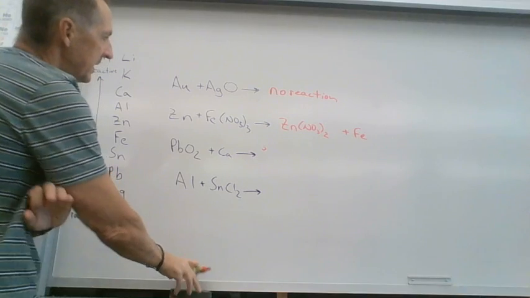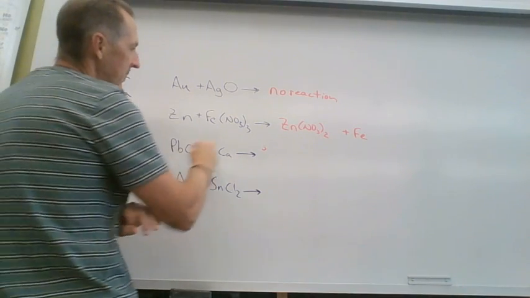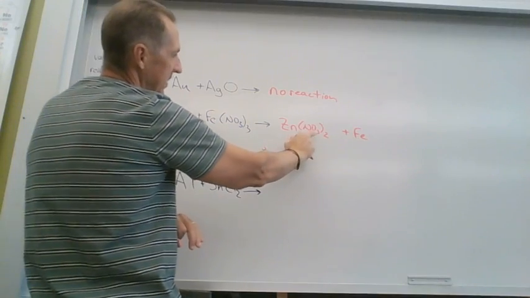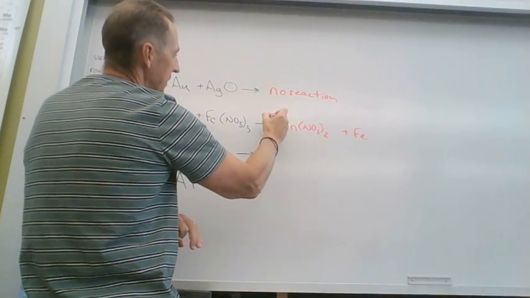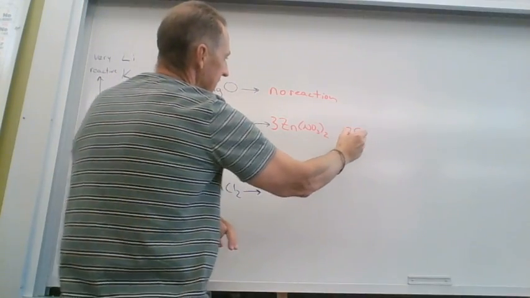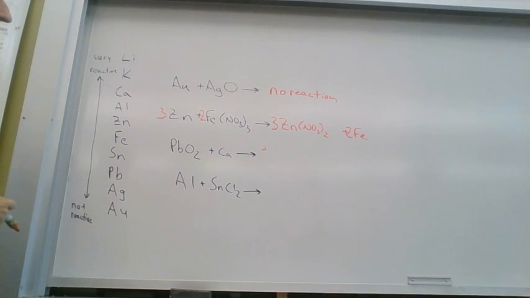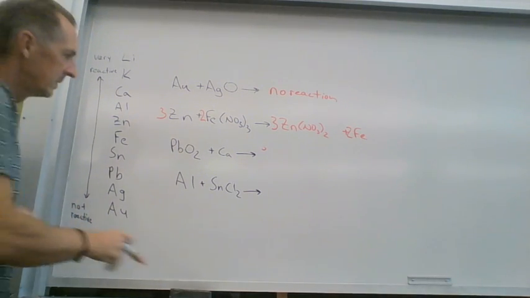And then you'd have to balance your chemical equation, right? And so we have 3 nitrates here and 2 here. So we could put a 3 here, a 2 here, a 2 here, and a 3 here. And that should balance our equation at that point.